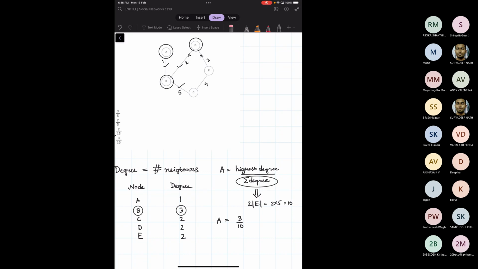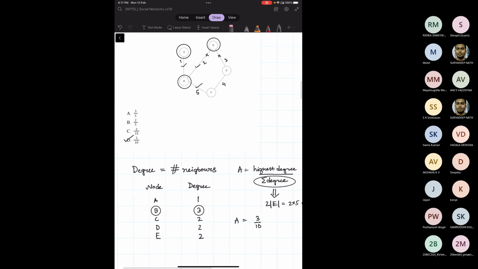Someone has asked that we can also add the degrees directly. Yes, this is a small graph and you can do that. But if a large graph is given, summing over the degrees would be very cumbersome. It is much easier to know the total number of edges. You can write one line commands to get it and just multiply it by two. Anything that works will do.